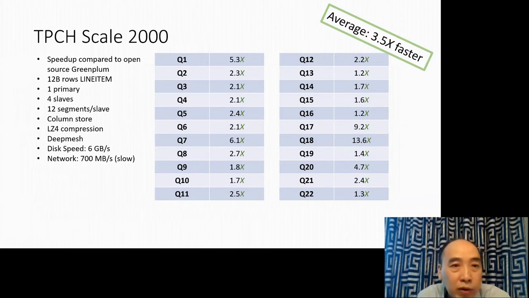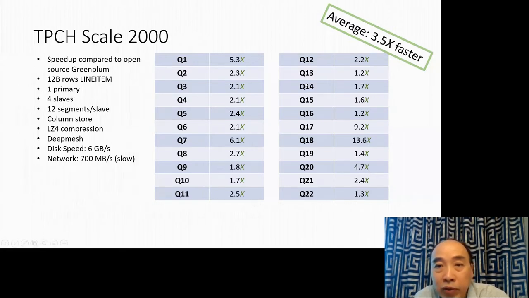We have one primary machine and four segment hosts, and each host runs 12 segments, meaning 12 Postgres instances, right? It's stored in column store with LZ4 compression, and runs on DeepMesh, and the disk speed is 6 gigabytes per second, and our network is a bit slower there compared to AWS.